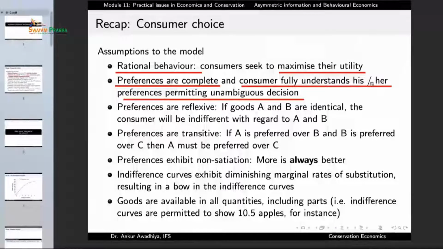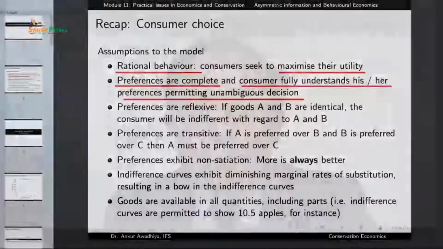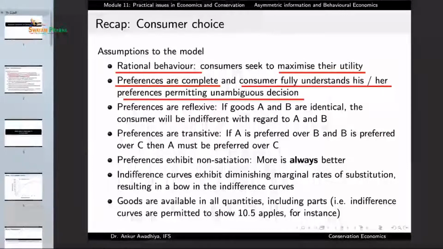We said that preferences are reflexive. If goods A and B are identical, the consumer will be indifferent with regard to A and B. However, in certain cases, people do attach an emotional sense to things. And so, even if two things are identical, people might prefer one and not the other. We said that preferences are transitive. If A is preferred over B, and B is preferred over C, then A must be preferred over C. But this again is not always true.